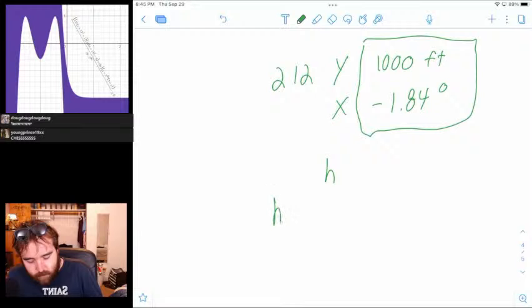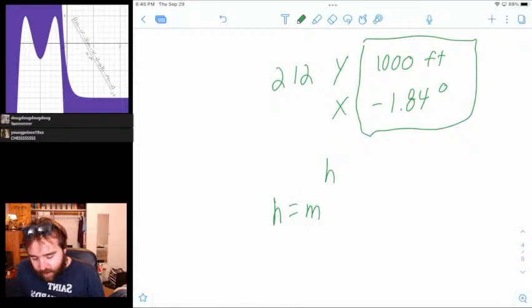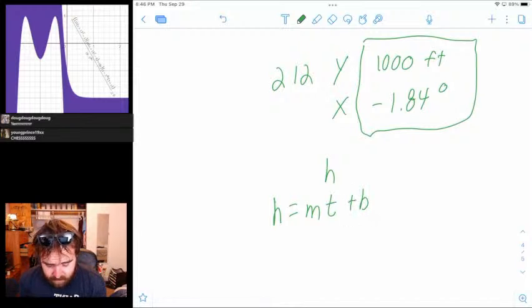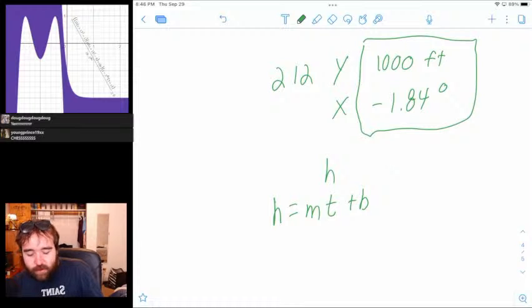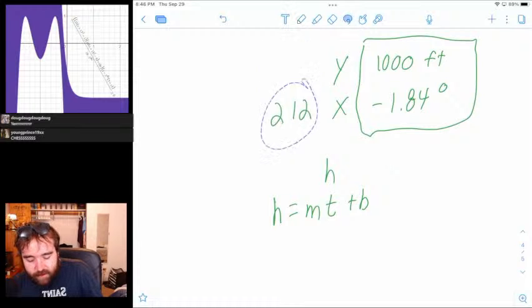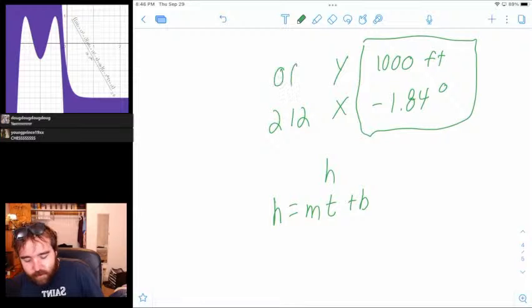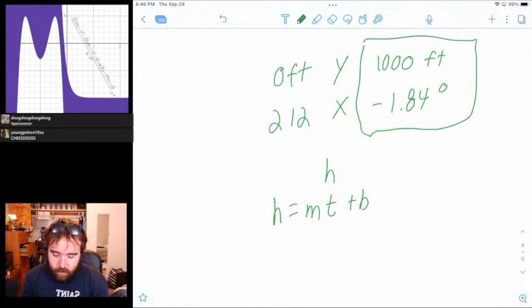Okay. So it's like h equals mt plus b. Wait, say the question again? Oh, h feet. I remember it now. This is the boiling point of water at sea level. So at 0 feet, it's 212 degrees Fahrenheit.